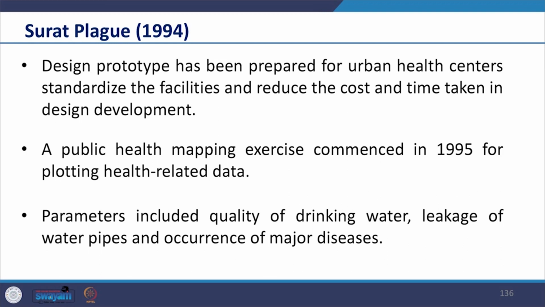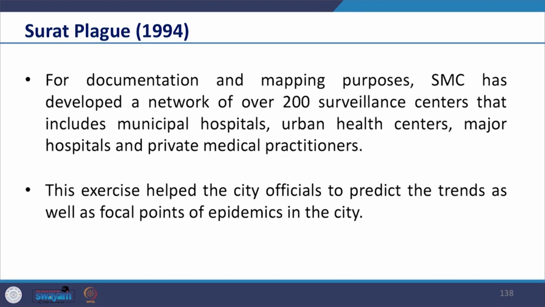Public health mapping exercise commenced in 1995 for plotting the health related data. Parameters included quality of drinking water, leakage of water pipes and occurrence of major disease. For documentation and mapping purposes, SMC had developed a network of over 2,000 surveillance centers that included municipal hospitals, urban health centers, major hospitals and private medical practitioners. This exercise helped the city officials to predict the trend as well as focal point of epidemics in the city.